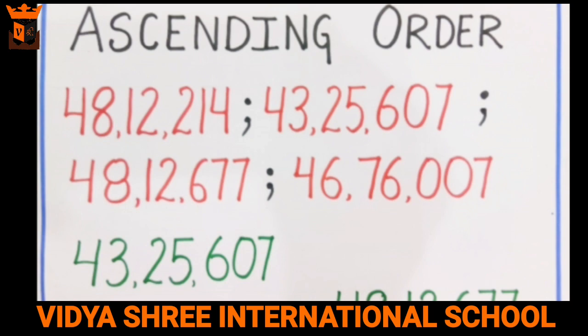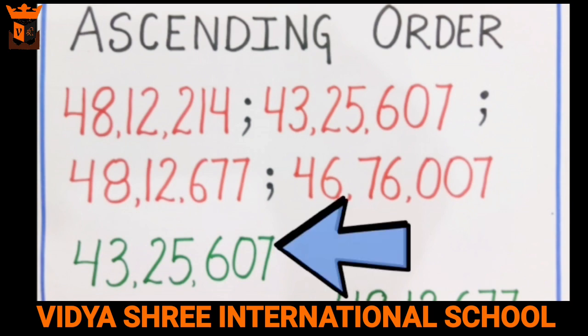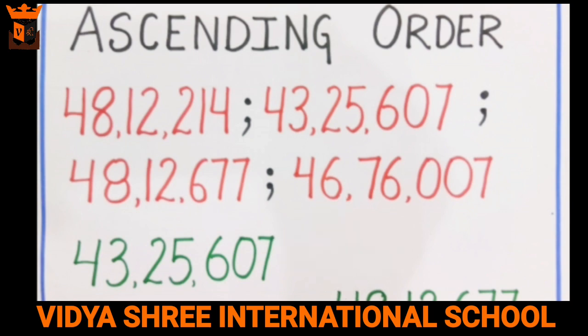Here, out of 4 numbers, the smallest number is 43,25,607 and the greatest number is 48,12,677. Now only 2 numbers are left, that is 46,76,007 and 48,12,214. Now it is very easy to compare both the numbers which you had already studied in the previous lesson.